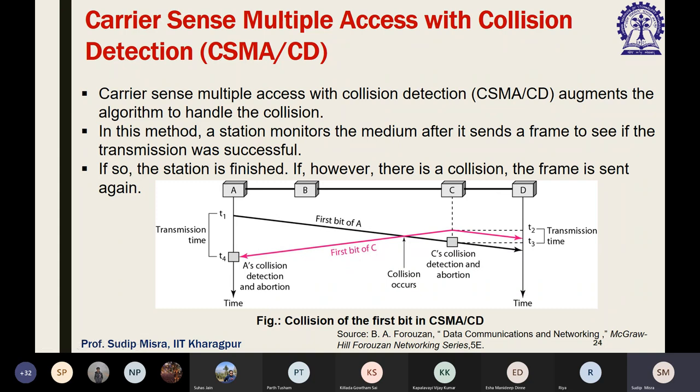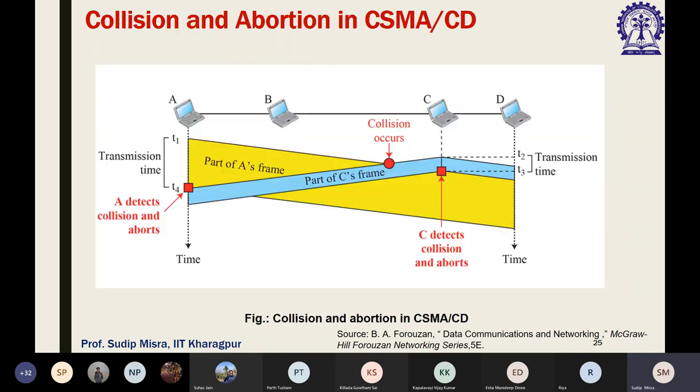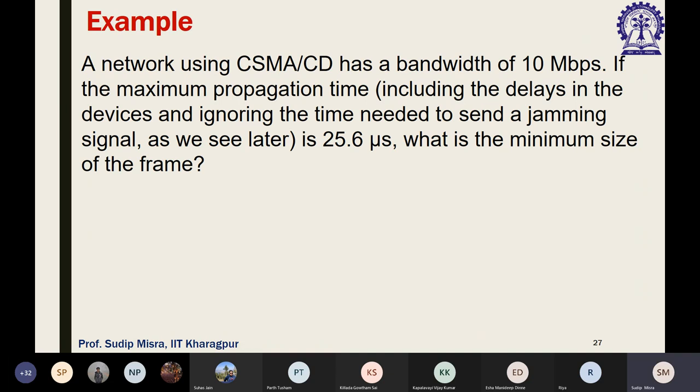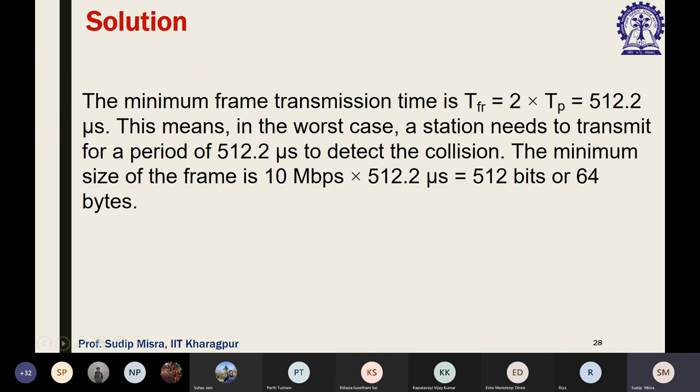The theorem says that the minimum frame size or the frame transmission time TFR must be greater than or equal to 2 times the maximum propagation time TP. So this is an important result, and all of you please make sure that you do some problems like this with this particular result. Please work on this, and this I have taken from your book only, and in case of any doubt, please let us know.